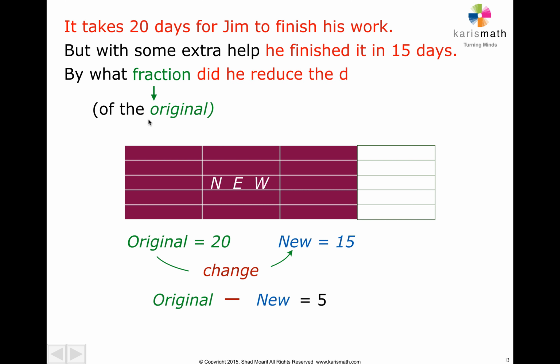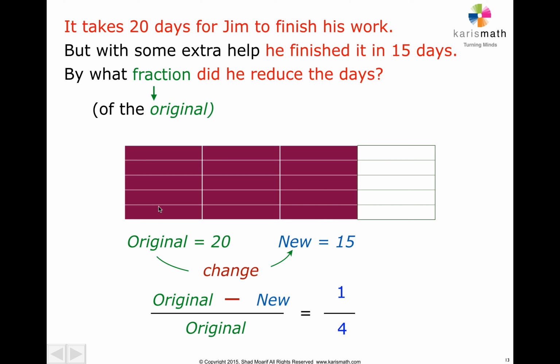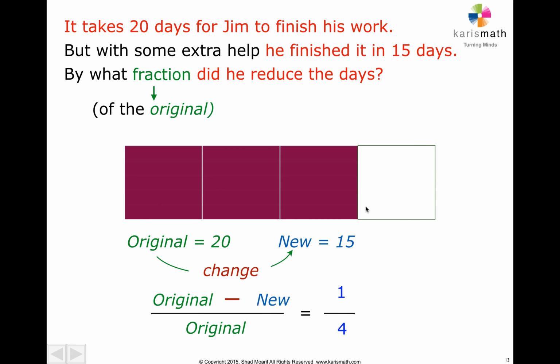What fraction is this of the original? Okay, let's take a look at that. 5 out of the original, which was 20. It's 1/4, isn't it? Because the original was all of this, and 5 is this bit here. So it is exactly 1/4 of the original. So it was reduced by 1/4 of the original. And that is your answer.